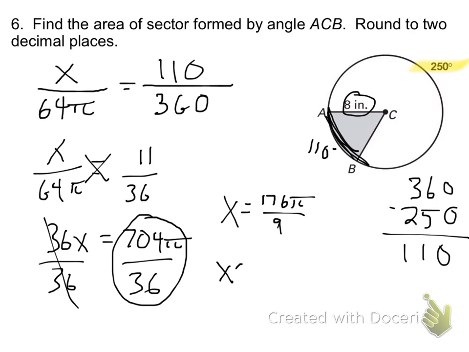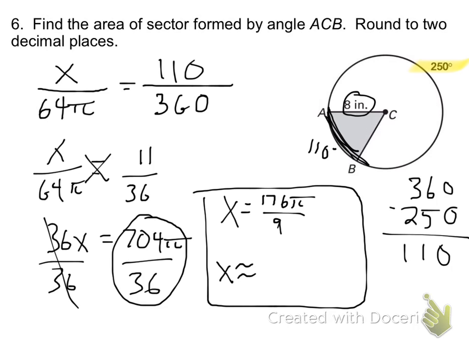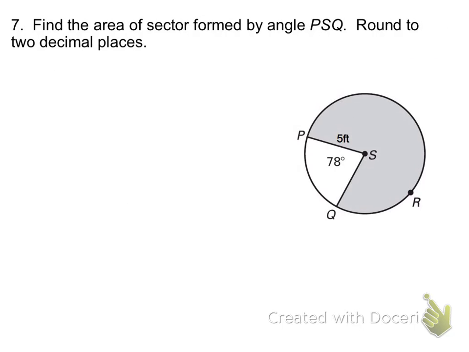And then to get a decimal, I'm taking what I got for terms of pi and putting it into a calculator. So I'll take 176 pi divided by 9 in a calculator, and when you do that, you get 61.44 inches squared. And I forgot my units up here, inches squared. So that is about it. As you can see, a lot of these end up being the same kind of problem.